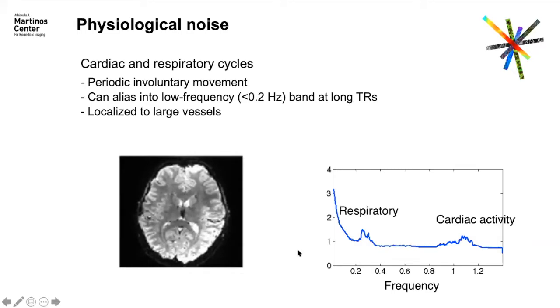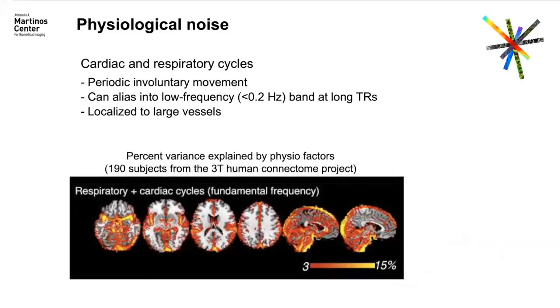This kind of physiological noise is usually localized near large vessels. And here is actually a study where they investigated where in the brain you can see the highest variance explained by physiological factors, meaning respiratory and cardiac cycles. So it seems to be quite all over the cortex.